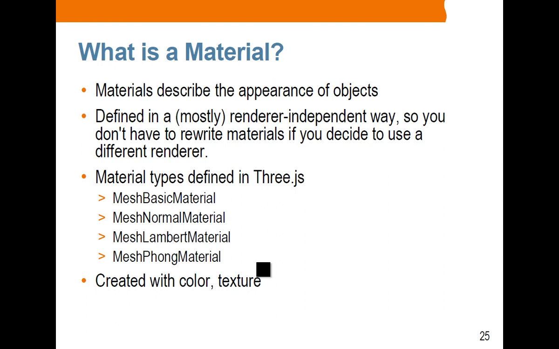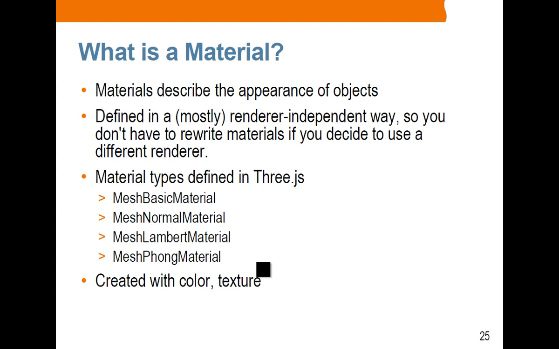If you have a sphere object or cube object or person object, you might in fact have some appearance on it. You might want to have a glossy appearance, or you might want to have some kind of tattoo on it, right? Those things could be represented as a material. These materials are defined in a mostly renderer-independent way, so you don't have to rewrite materials if you decide to use a different renderer. You might create one bird tattoo material, and that material could be used for many objects that you want to draw.